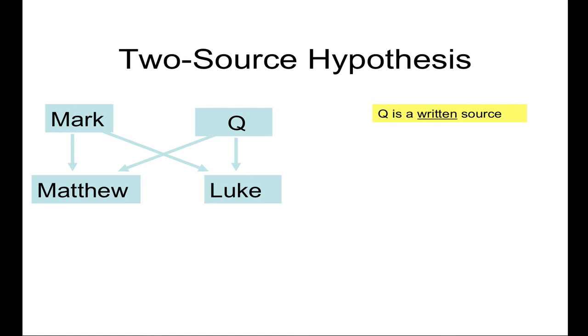And hopefully I've illustrated some of the data, some of the arguments that make it plausible, while also going a little bit beyond what the textbooks usually do by showing that there are things the two-source hypothesis doesn't do a great job of accounting for.